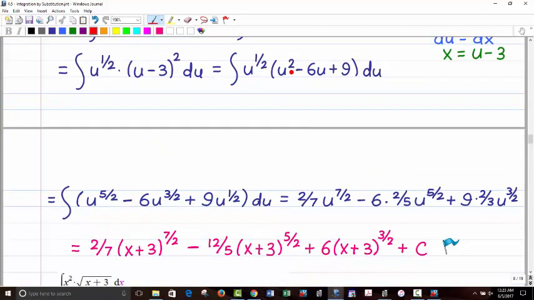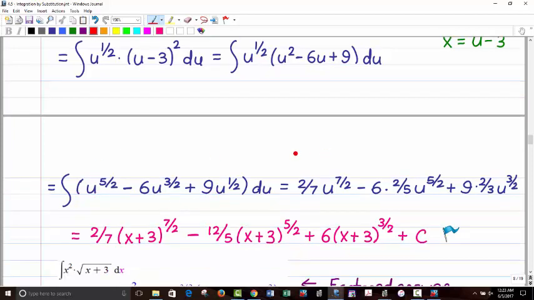So you have u to the 1/2 times u squared, which is u to the 5/2. U to the 1/2 times negative 6u is negative 6u to the 3/2. And then, of course, times 9 will just be 9u to the 1/2. So at this point, it's a little bit messy, but it's not too bad because you treat them as individuals and use the power rule.